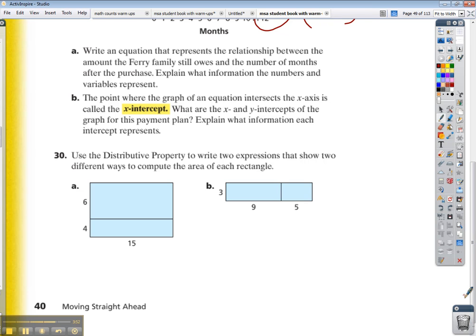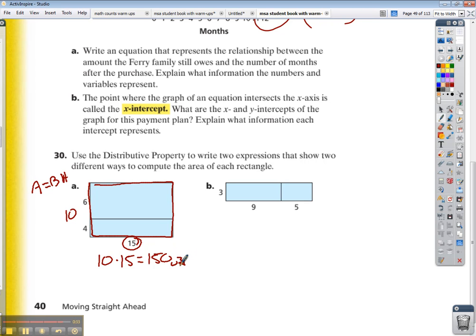Number 30. Use the distributive property to write 2 expressions that show 2 different ways of computing the area. Well, area is equal to base times height. So to find the area of this large one here, my height is 10. Ooh, that's exciting, licorice. My base is 15, so 10 times 15 is equal to 150. And that's a unit squared.